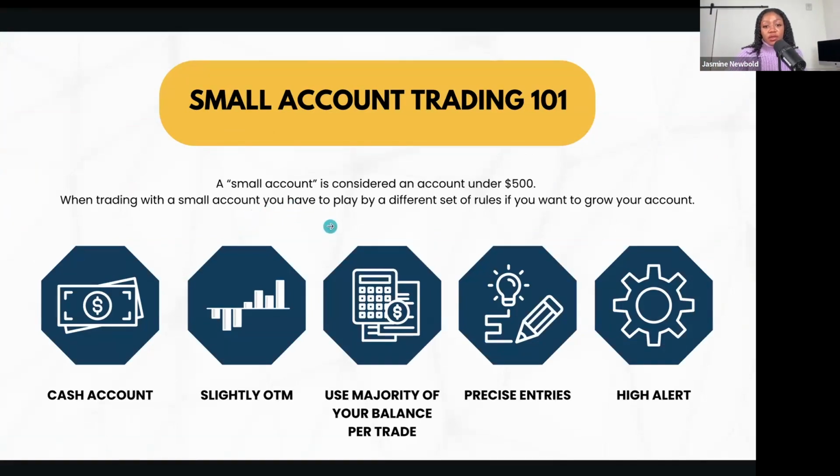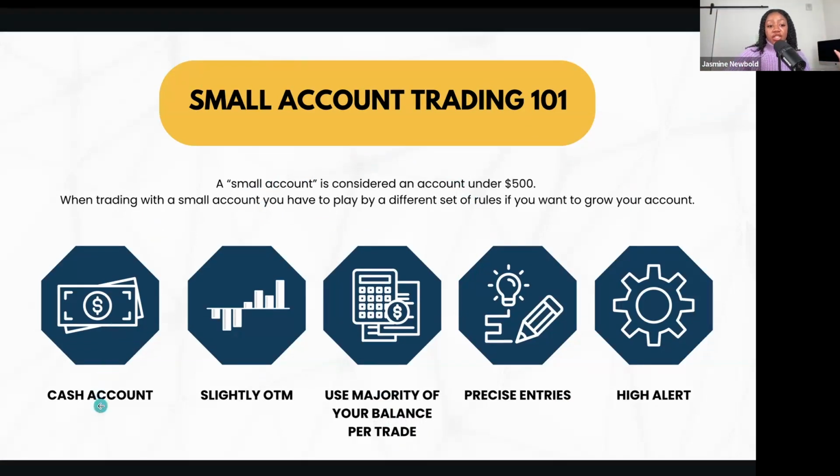So when trading with a small account, you have to play by a different set of rules if you want to grow your account. Those of you that have taken my course, y'all know that I'm pretty strict when it comes to risk management and also what I consider to be a quality trade and a not so quality trade. With small account trading, in order to grow your account quickly and with these big returns, you have to play by a different set of rules.